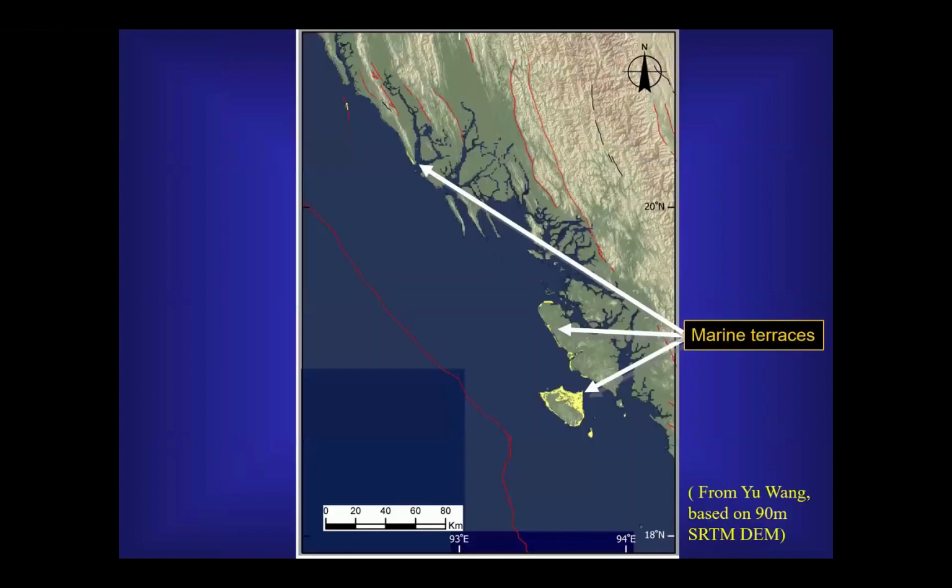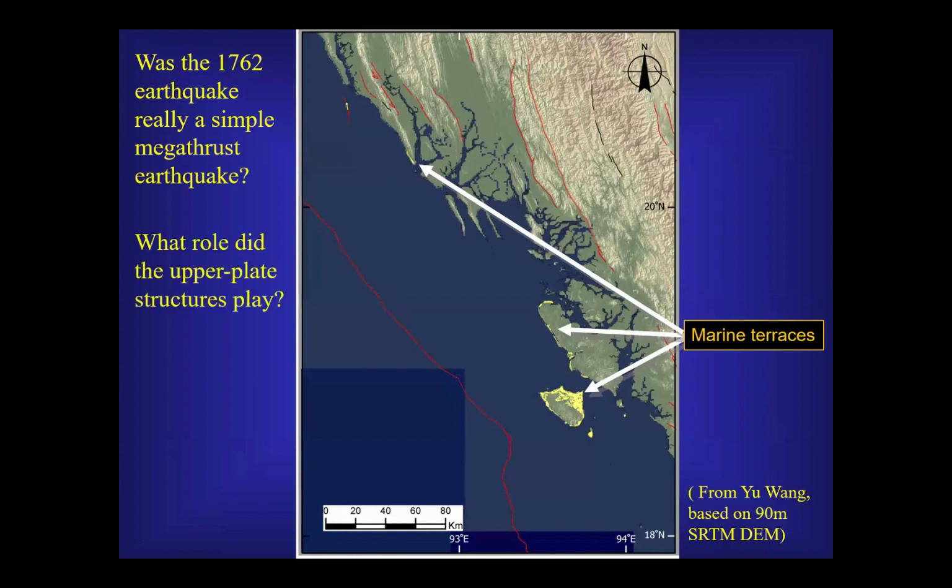Therefore, we start to wonder, was the 1762 earthquake really just a simple megathrust earthquake? And are there any kinds of upper plate structures? And what role did this kind of upper plate structure play in this area? So, in order to solve this important question, we decided to go visit these two islands.